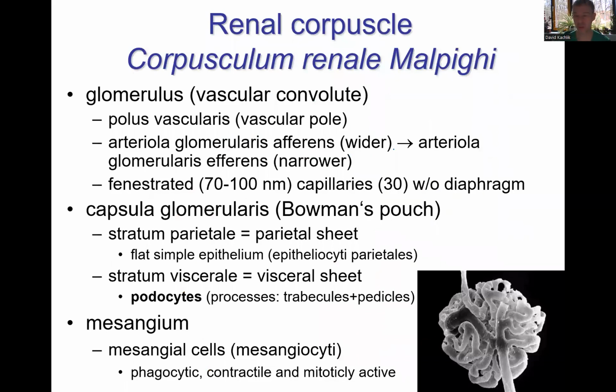So when we come closer to the corpuscle, you can see here a scanning electron microscope view, and the larger vessel is the afferent one, and the narrower one is the efferent arteriole. Because the efferent arteriole is narrower, it forms the pressure on the blood coming, and that's why the plasma is filtrated in the convolute of capillaries. And there are about 30 of these capillaries, and they are highly anastomosed.